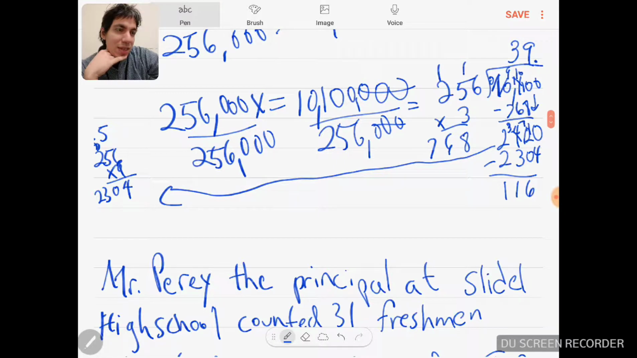And then I would continue one more time. So we'll do it here. 116. So I have to add a 0 because 256 is too big. Then 256 is way too big compared to 116. Let's say, I think it's 4. Let's see.